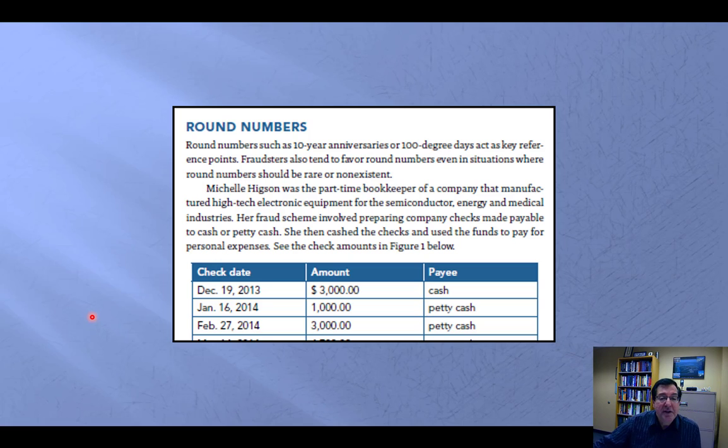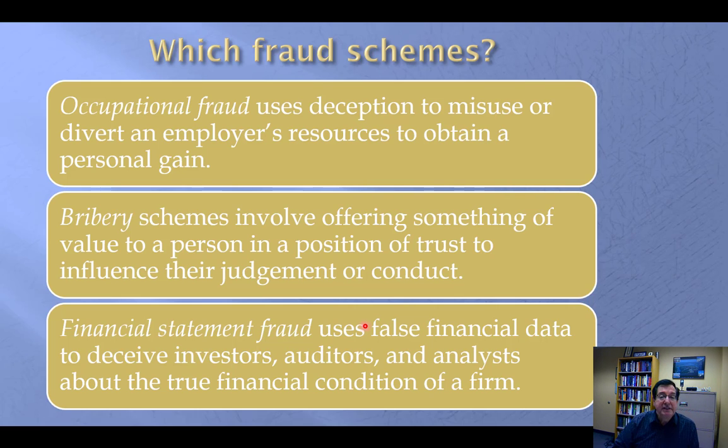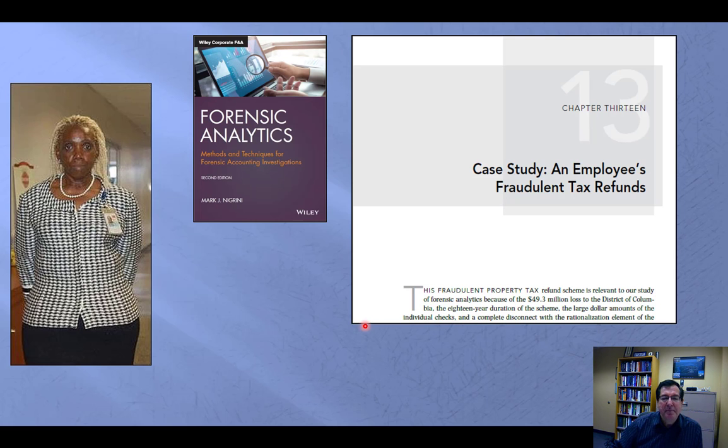I start off by talking about the Michelle Hickson case. And in her case, her cash and petty cash fraud scheme, she liked round numbers. And here we can see three round numbers, and round numbers are extremely odd as petty cash reimbursement numbers. Which fraud schemes do I care about? Occupational fraud, bribery schemes, and financial statement fraud are also known to like to use round numbers.